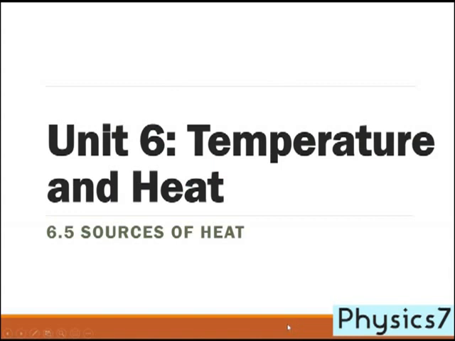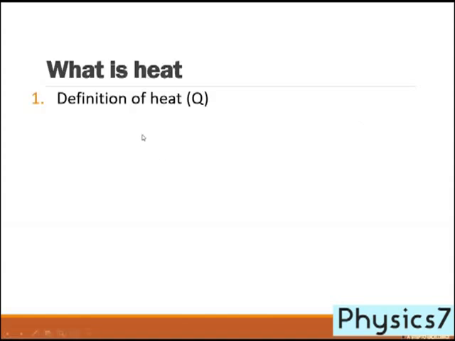Welcome to Unit 6, entitled Temperature and Heat. This particular part of the unit is going to focus on subunit 6.5, entitled Resources of Heat. We need to actually understand what is a definition of heat. Now you can see from the bracket here that the symbol for heat is given as Q. And this is very important because in physics we tend to use this symbol to represent heat loss from a system or heat gained by a system.